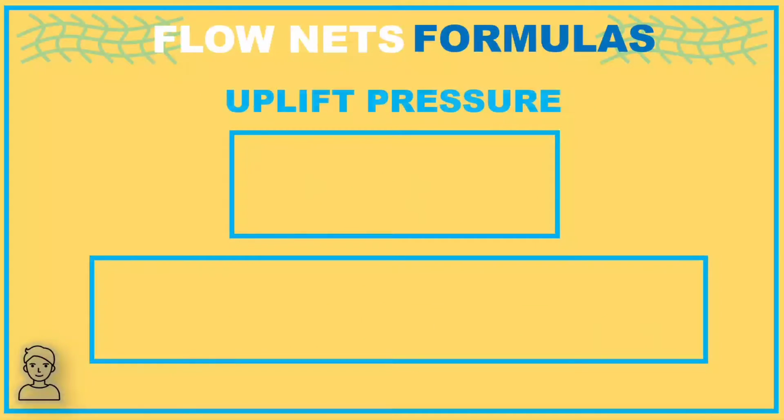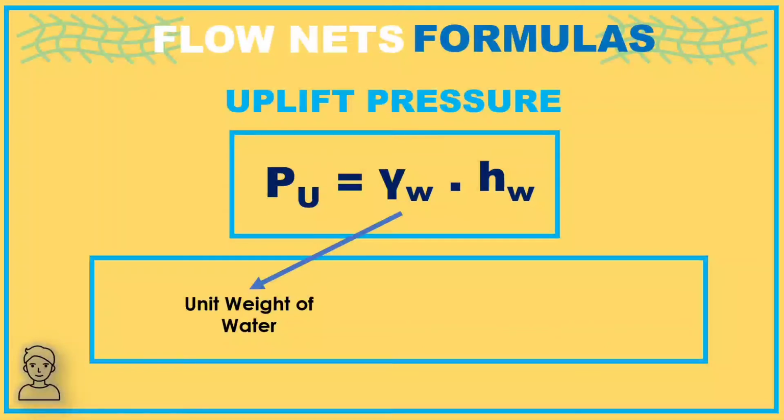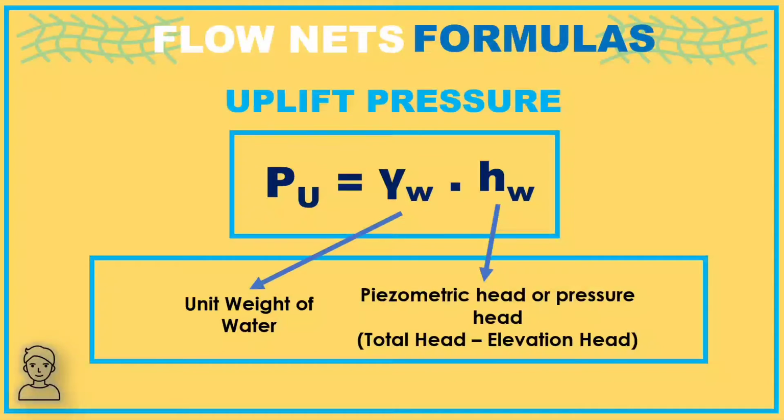The uplift pressure. The uplift pressure at any point within the soil mass can be found using the under-mentioned formula. It is also called the hydrostatic pressure. The formula is equal to gamma sub W multiplied by h sub W, in which again gamma sub W represents the unit weight of water and h sub W represents the piezometric head or the pressure head. If you want to find the piezometric head or pressure head, it is only the total head minus the elevation head.